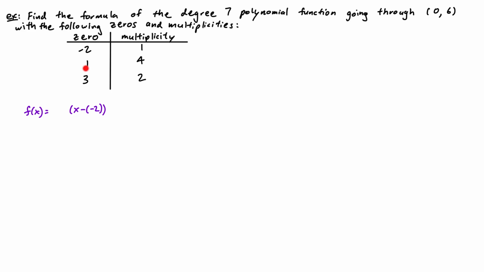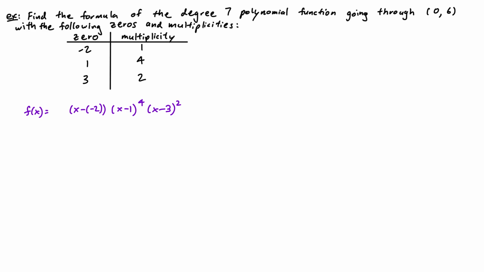Next, we have 1 as a zero of our function, so we know that our function has a factor of x minus 1. And since the multiplicity is 4, we know that there are 4 of these factors, so we have (x minus 1) to the 4th power. And then lastly, 3 is a zero of our function, so we know that it has a factor of x minus 3. And since the multiplicity is 2, the function has 2 of these factors, so we have (x minus 3) squared.